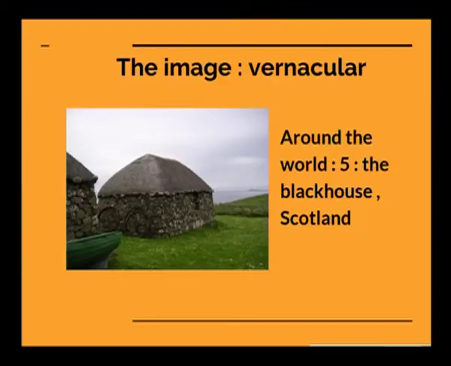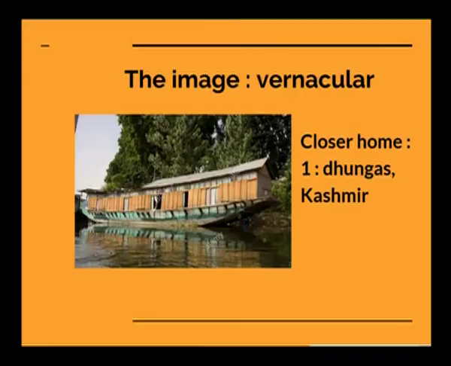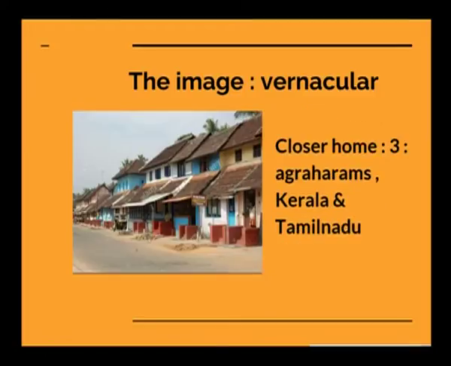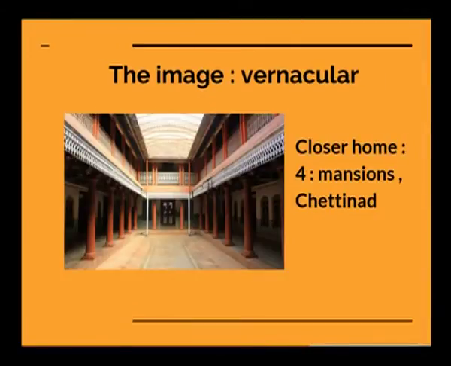Now, I take you closer to a few examples at home. Closer home, this will be the Dungas or the boat houses from Kashmir, the Havelis of Gujarat, Agraharams in Kerala and Tamil Nadu, and the mansions of Chettinad. Now, we had a quick look at all these images. So, I want you to consider these images and following definitions and derivations.